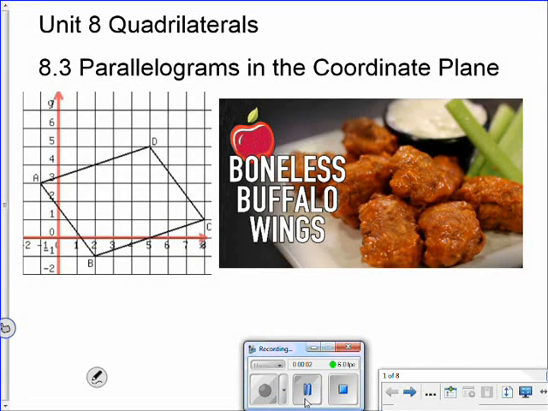Hey everybody, this is Mr. Munson. We are continuing in Unit 8, Quadrilaterals, and in this video is Concept 3, 8.3 Parallelograms in the Coordinate Plane.